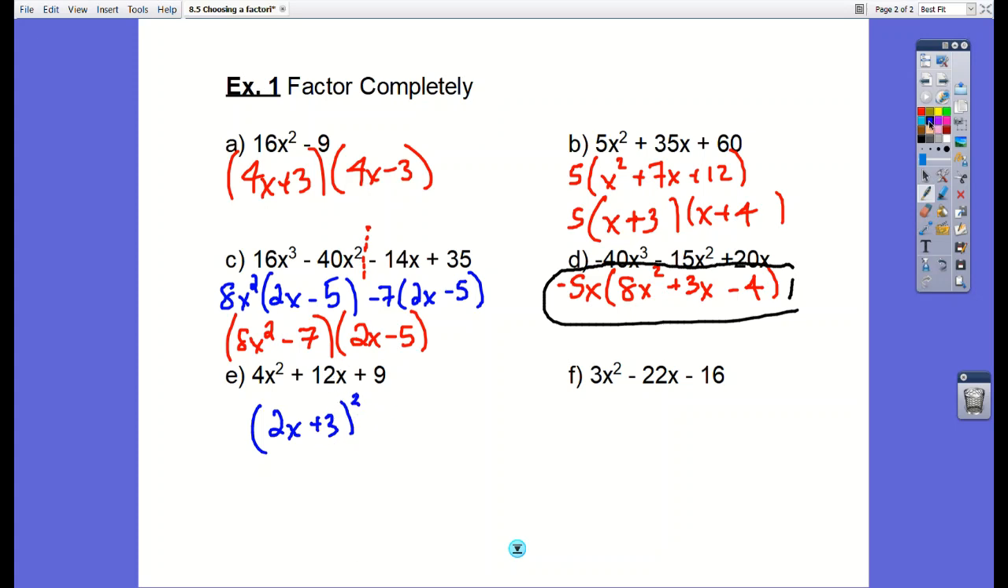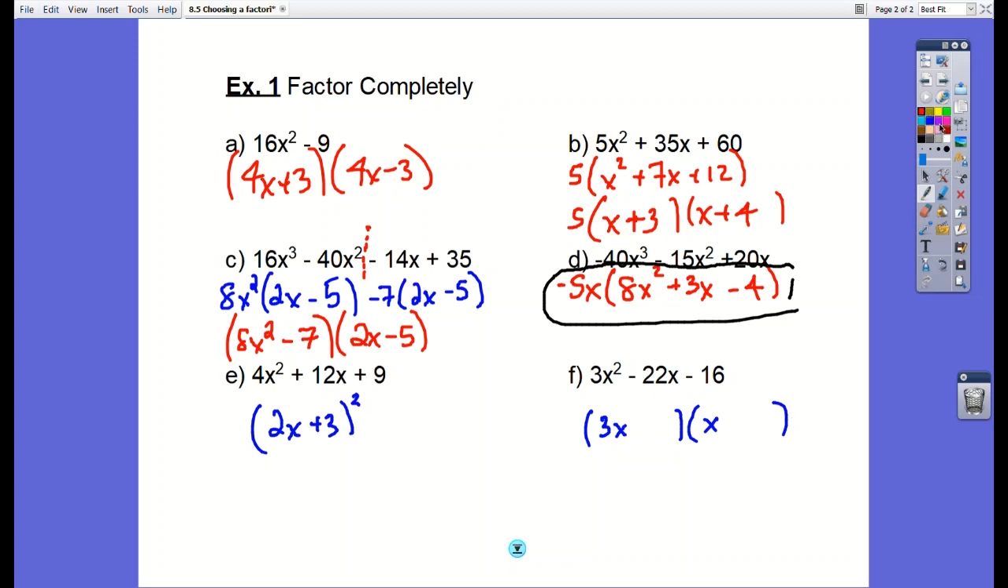And finally, everybody, is there a common factor in part F? No. Okay, it's a trinomial. It has a leading coefficient. Is the leading coefficient a perfect square? No. No. Okay, so then our only method is our guess and check option. We know that this is definitely a 3x and an x. We know our signs are going to be opposite, so let's fill those in later.